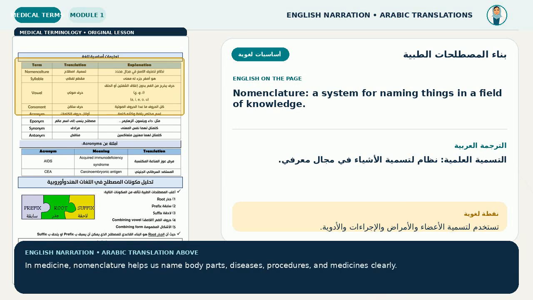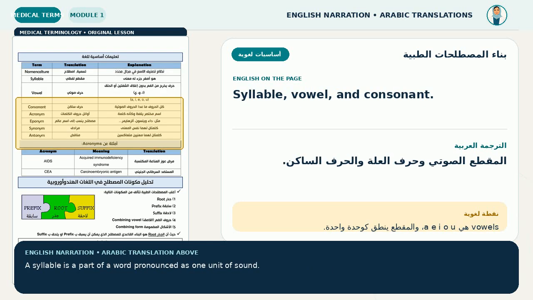In medicine, nomenclature helps us name body parts, diseases, procedures, and medicines clearly. A syllable is a part of a word pronounced as one unit of sound. For example, a medical word may be divided into several syllables to make pronunciation easier. The vowels in English are A, E, I, O, and U. A consonant is any letter that is not a vowel.